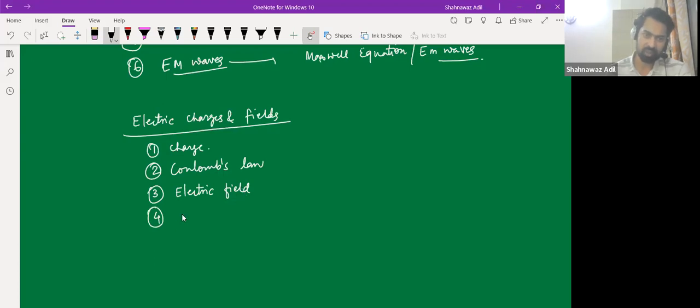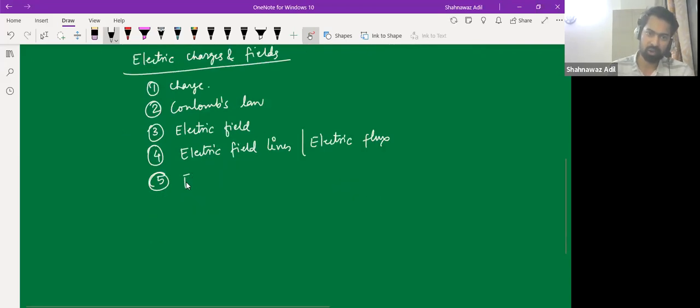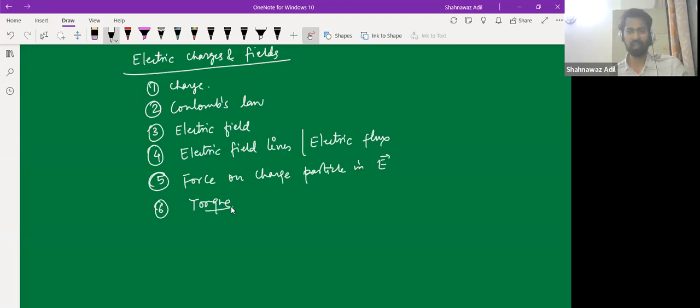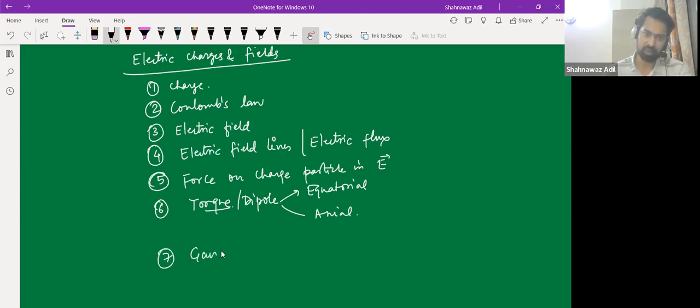After that, we also talked about electric field lines and then electric flux. And then we talked about the force on a charged particle in an external electric field. In the presence of electric field, we talked about the torque experienced by dipoles. We also talked about the electric field of a dipole at the equatorial point and at the axial point. And in the last we talked about Gauss law. So these are the things we did in the first chapter.